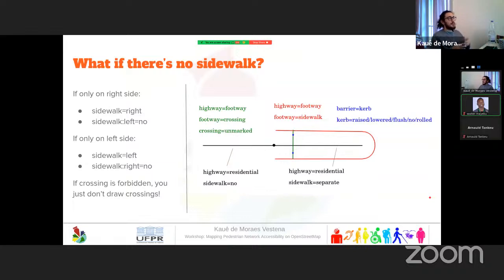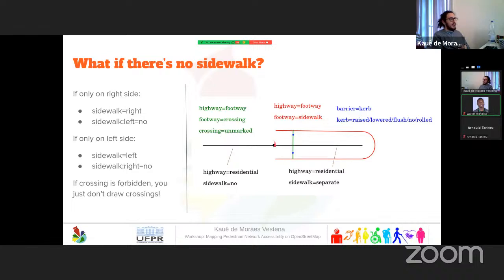So what happens when there's no sidewalk? That happens sometimes. Then we use the tagging schema. The sidewalk is a tag because we are saying that there's no sidewalk. So this is, for example, highway residential, and we put sidewalk equals no.